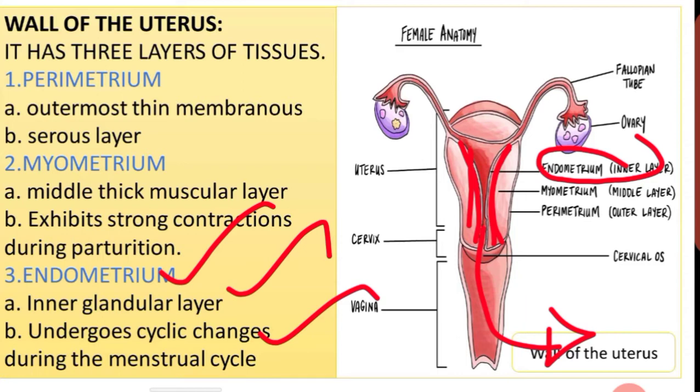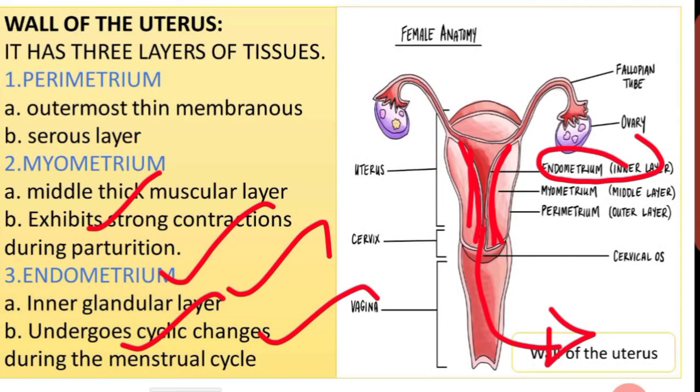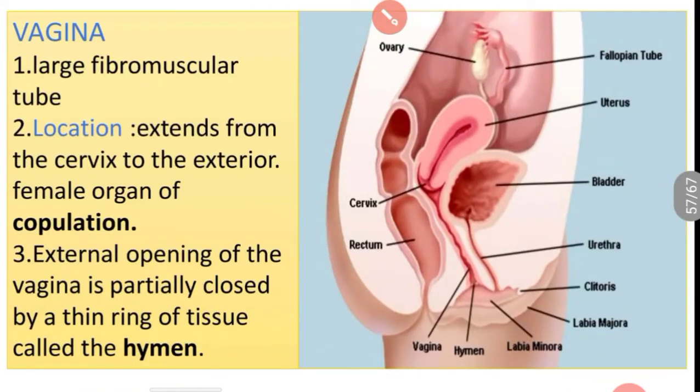That is the important feature of the endometrium. The important feature of the myometrium is strong contraction to push the baby out. Right? Then the purpose of the endometrium is that each and every month it undergoes cyclic changes during the menstrual cycle. Yes, got it? Next, vagina.